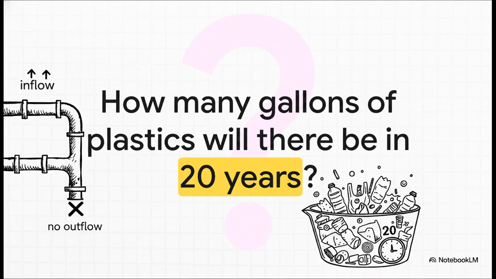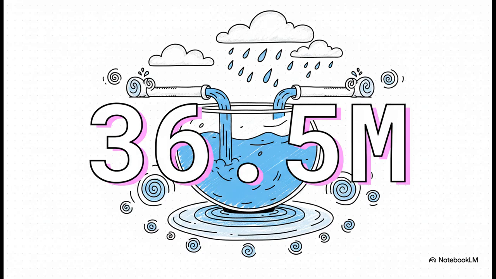So what happens when you have a steady inflow day after day and nothing going out? What does that mountain of plastic look like after 20 years? It's a staggering number. 36.5 million gallons. 36.5 million. That right there is the power of an unopposed inflow. It just goes to show how a daily flow that might seem manageable can, over time, build up into a stock that is just overwhelming.